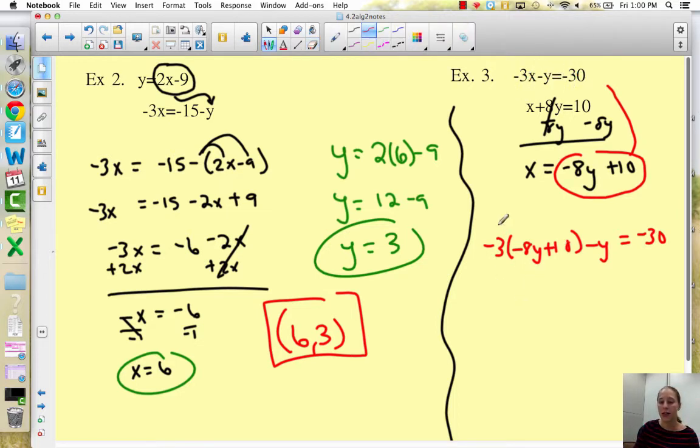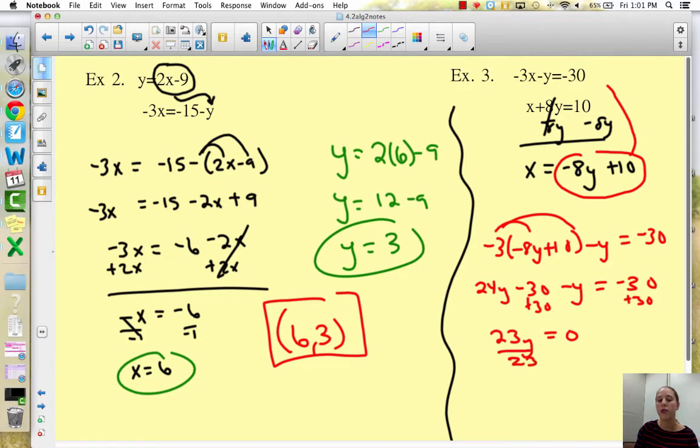Now I'm going to simplify. Negative 3, I'm going to distribute all the way across. 24y minus 30, and then minus y equals negative 30. Okay. If I combine like terms, I get 23y equals, I'm adding 30 over to the other side, and I get 0. So if I divide by 23, I get that y is equal to 0, which is okay. You can have y equals 0.